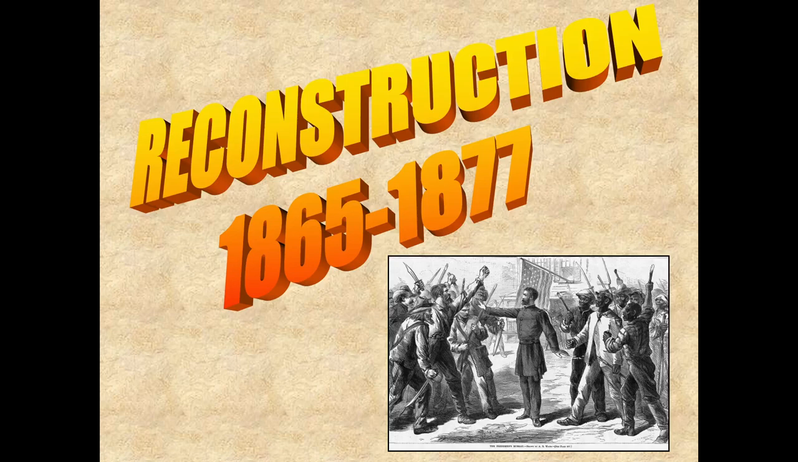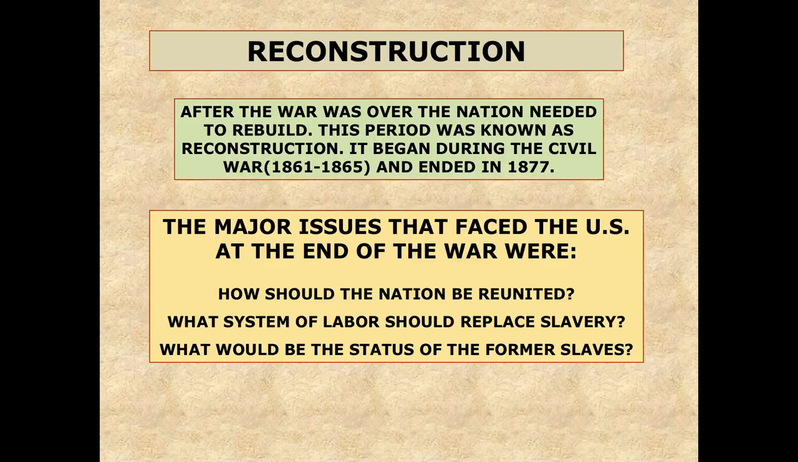So when we talk about Reconstruction, we're generally referring to the era post-Civil War. It's from 1865 to 1877. And we're doing just that. We are rebuilding the nation. Physically, politically, economically, all of that. So our biggest issues: how do we rebuild this nation? How is this nation going to be reunited? Because war did its damage to the relations between the North and the South.